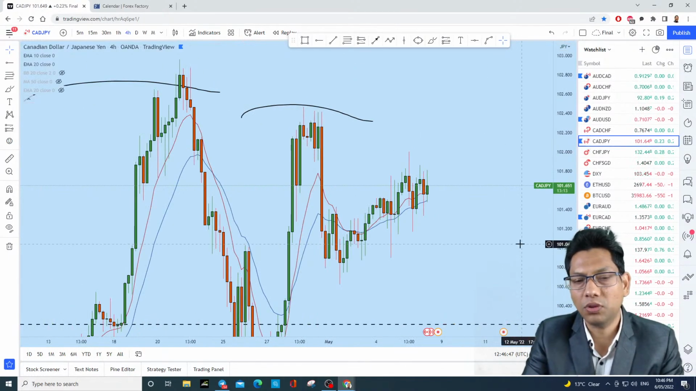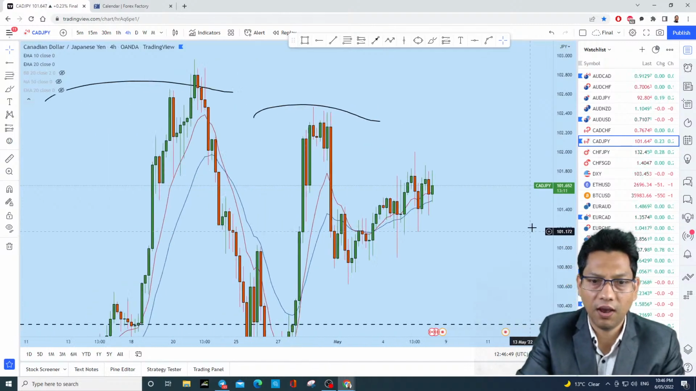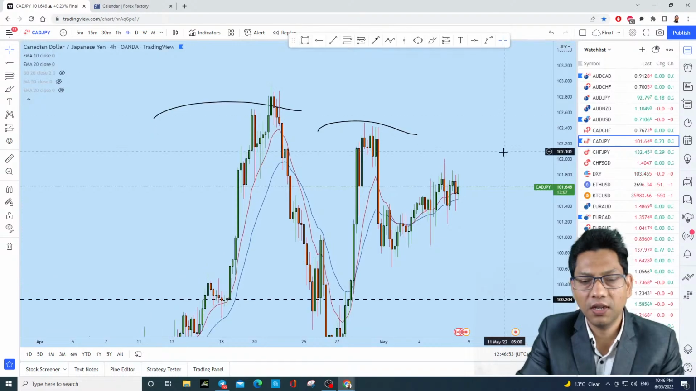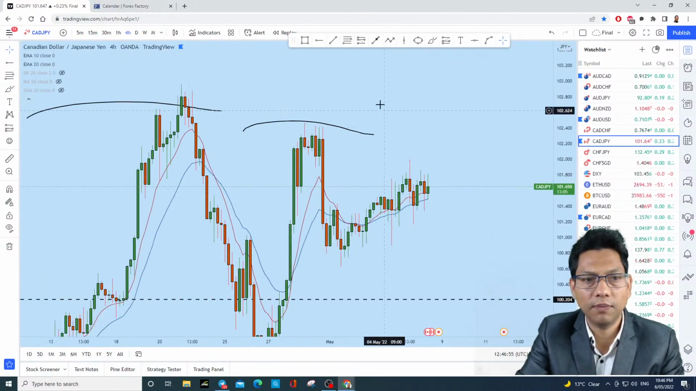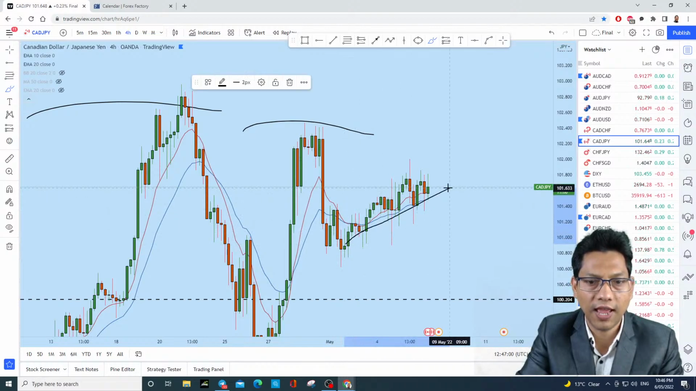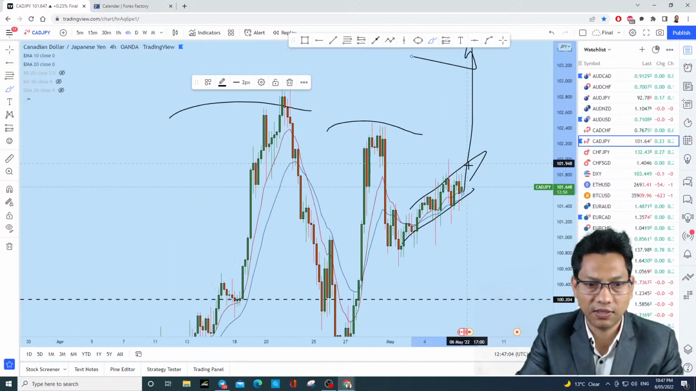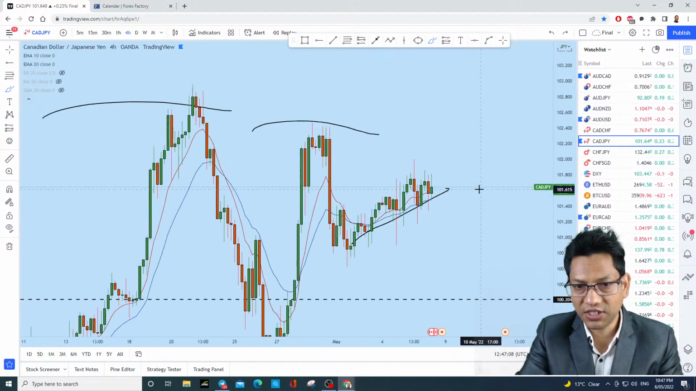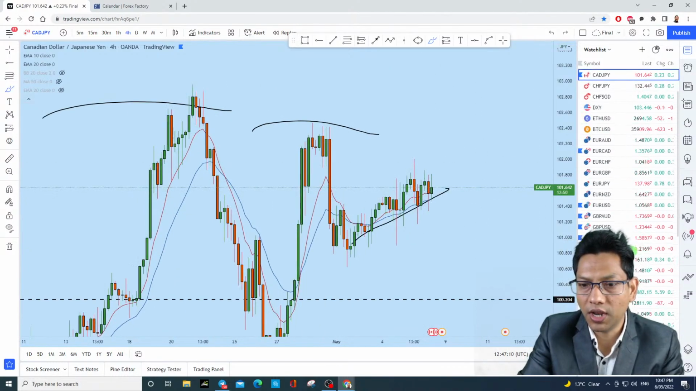I think both are getting weaker, and I'm not interested in CAD JPY. It looks like a bullish pattern because JPY is very weak, but the trend is very weak. It's going in a narrow channel, trading in a narrow range, but it could break out to the upside. The price action is bullish.